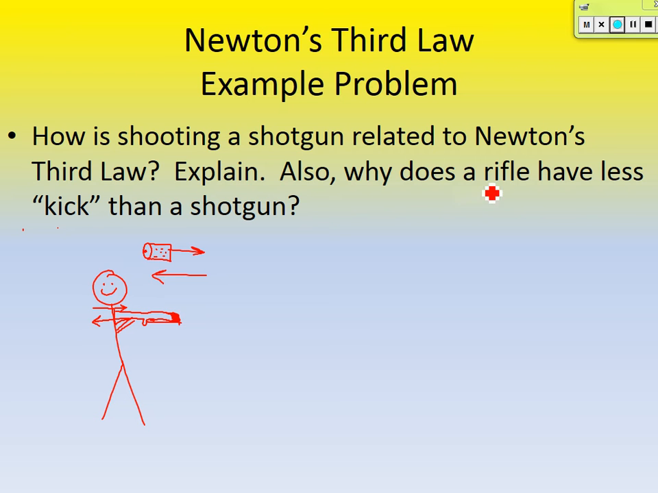How does that compare to a rifle? Which one kicks more if you've done both? Shotgun. How come? Well, with the rifle bullet, isn't it a much smaller casing? So here's the casing. It's a much smaller casing, and there's less force going out, and that means the opposite force coming back, the kick, is going to be much smaller. Anyway, hopefully that makes sense with Newton's third law.